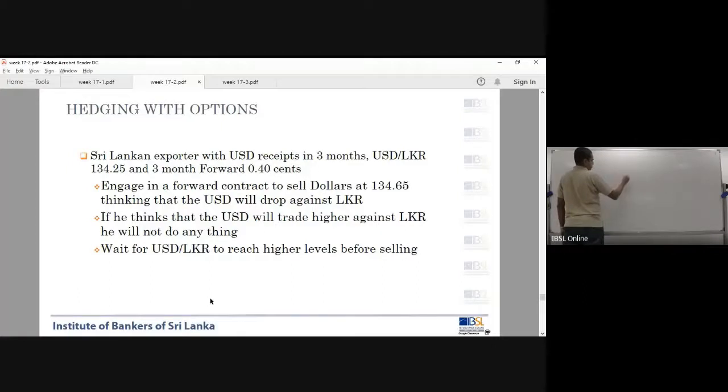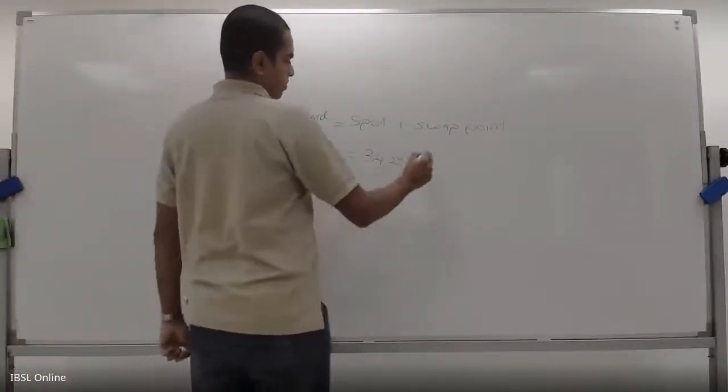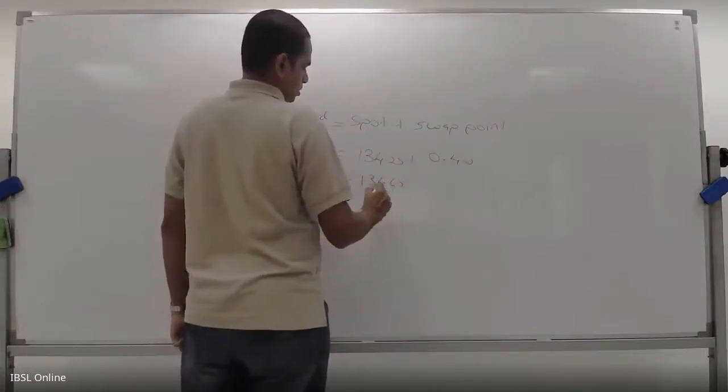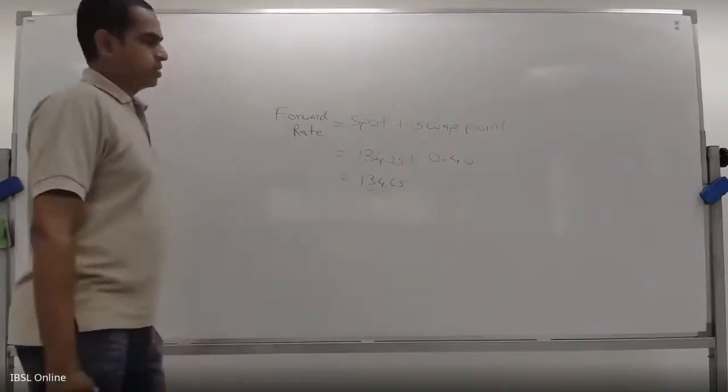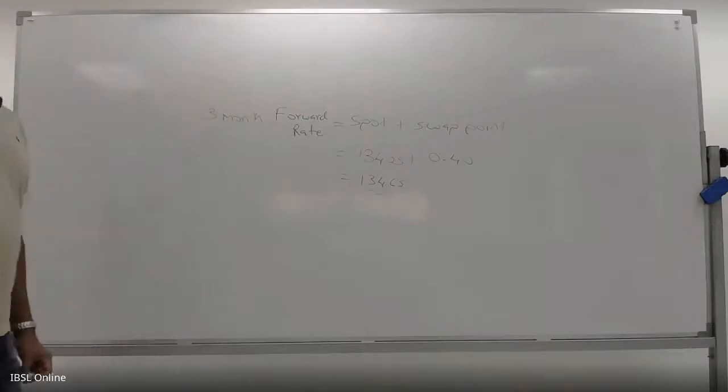Forward rate, spot rate plus the swap point. Spot rate 134.25 plus swap point of 40 cents, which comes to 134.65. This is the 3-month outright forward rate, 134.65.